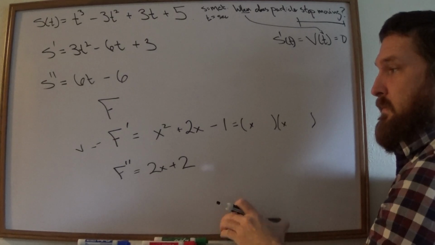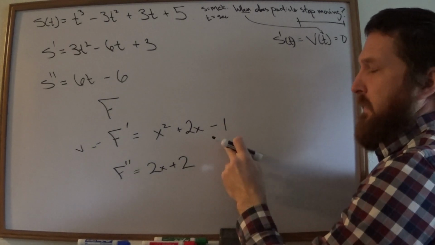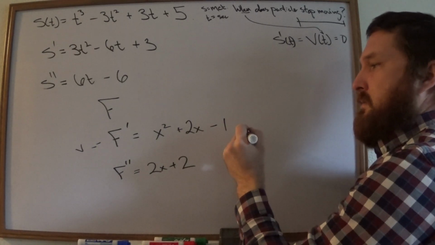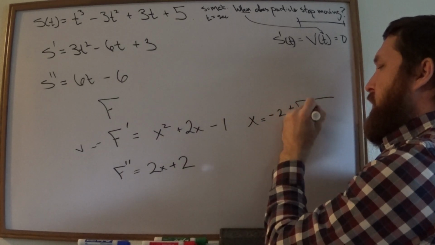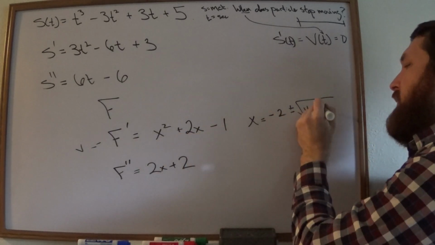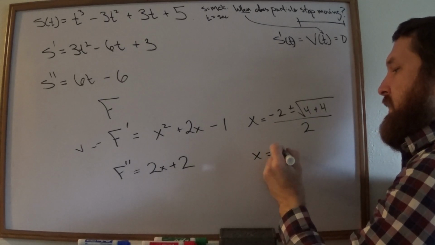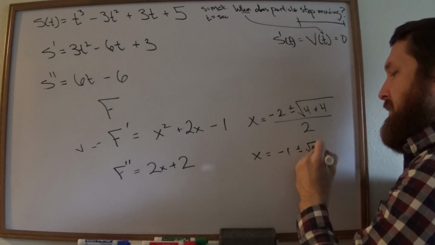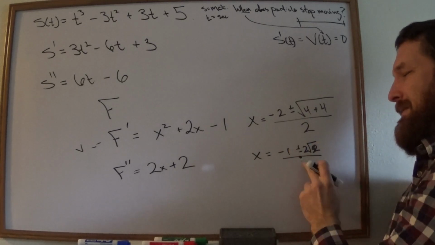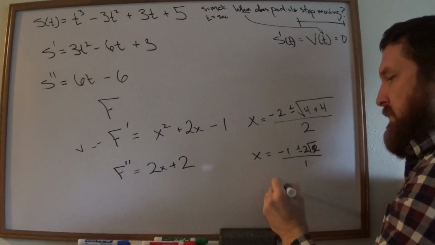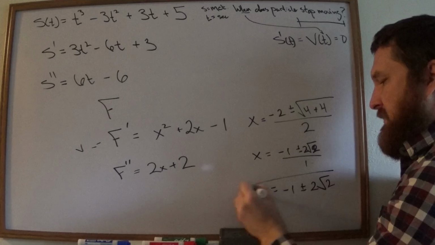It's x plus 1... imaginary. So there we go. We're going to whip out the quadratic formula. So x equals -2 plus or minus the square root of 4 minus 4 times 1 times -1, which is plus 4, all over 2a. So x is equal to -1 plus or minus root 8 over 2. I went ahead and canceled that. So -1 plus or minus root 2 should be the zeros of this.